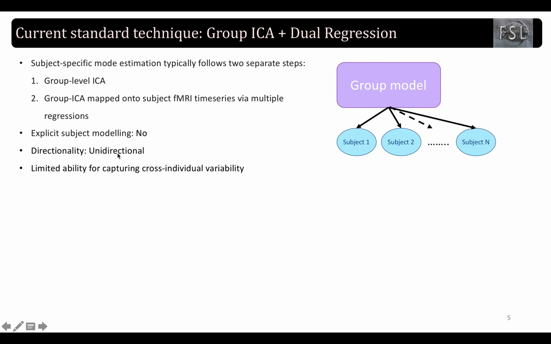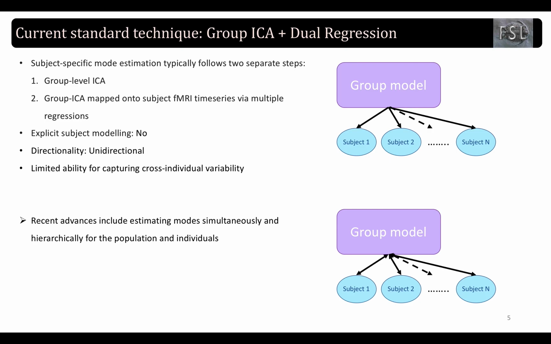Because of these two key features, the amount of subject deviations from the group average that we can allow the model to accommodate can be limited. So if some individuals are very different from the group average, for example, patients, we may not be able to fully take that into account and to fully model that.